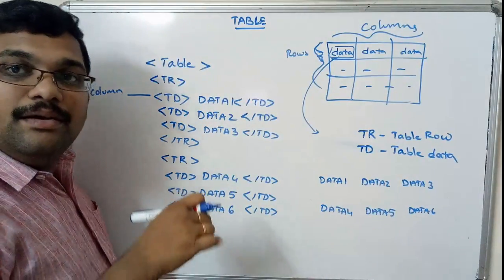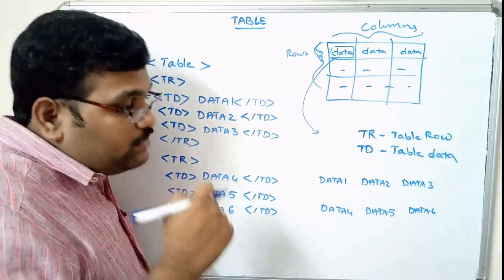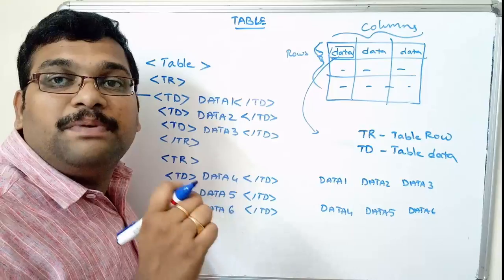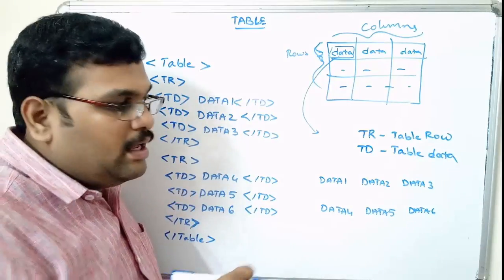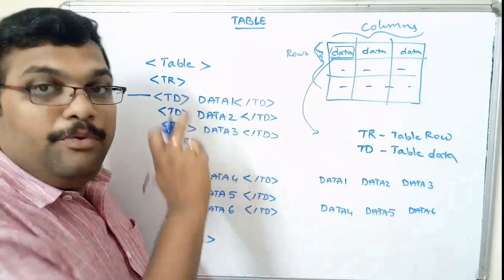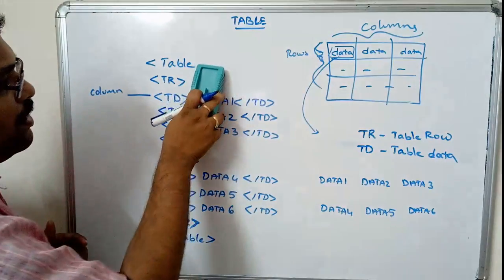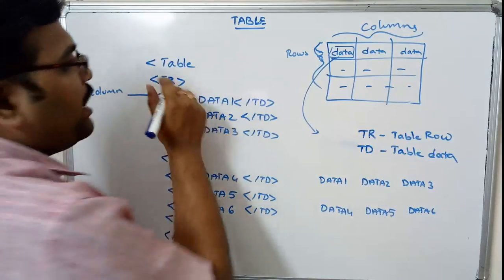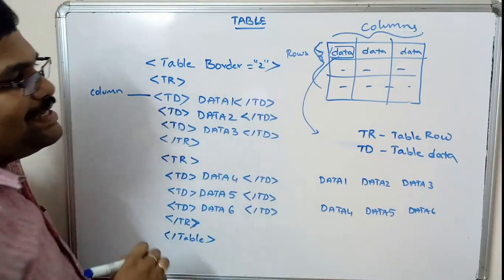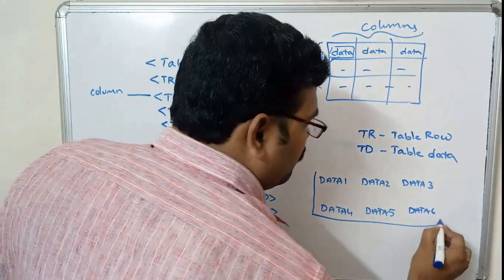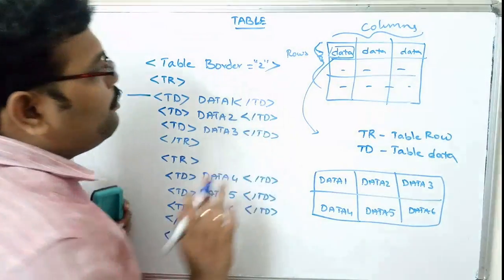If you want to get the border, we have to write the border attribute in the table. As we know, an attribute gives some special additional information for the existing tag. Here table is the tag to insert the table, and to get the border, we add the attribute border and mention the size of the border we want to display. So table, space, border equals 2. The size is 2, so we will get a border with size 2. This one will appear. This is about the table.